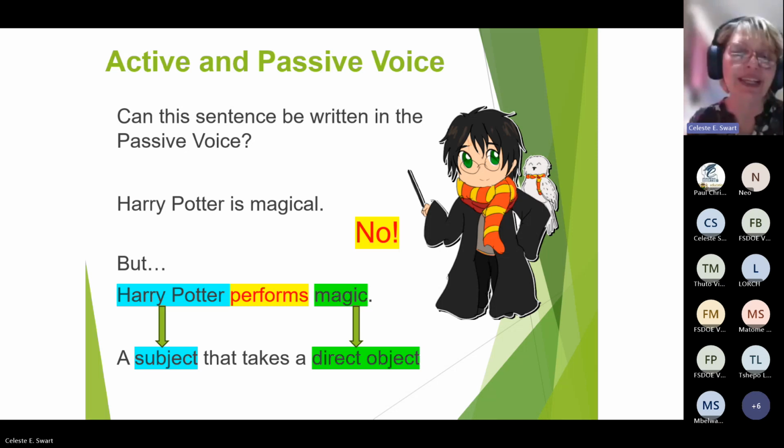But the next sentence, you can do that. It says Harry Potter performs magic. So here we see there is a direct object for Harry Potter, and that is magic. He performs magic. It's a subject that can take a direct object. So what will happen? You will be able to say magic is performed by Harry Potter. So there you have it. You see how simple it is to work out. If you tried this one, sadly, it would make no sense whatsoever, and you would know, even if you didn't know the rules, but you listened to what it said, you would know this cannot be done. It doesn't make sense. It cannot possibly be written in the passive voice.